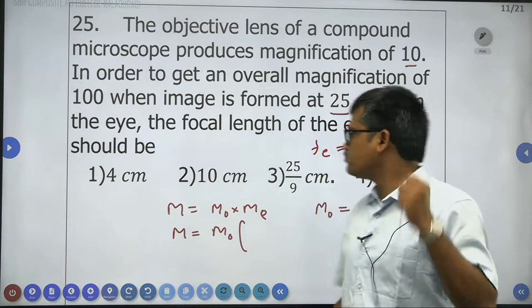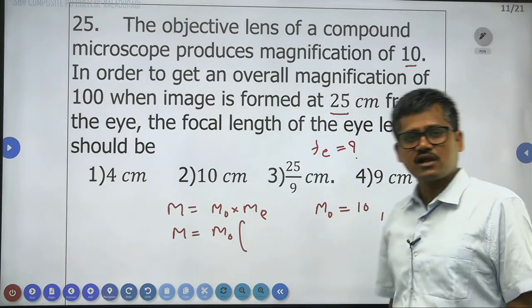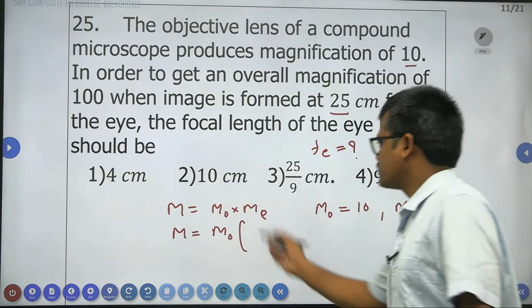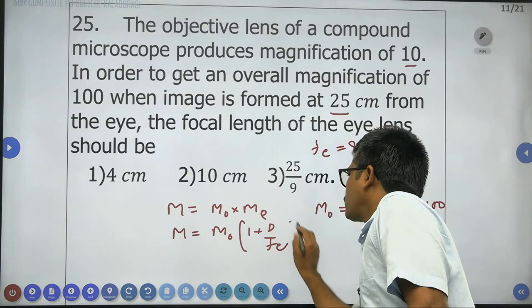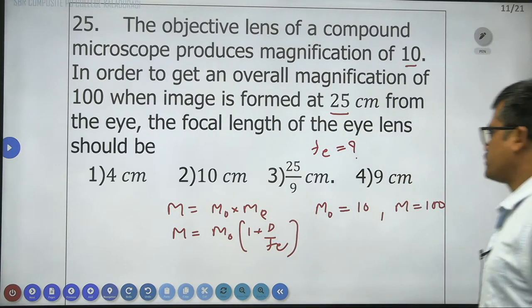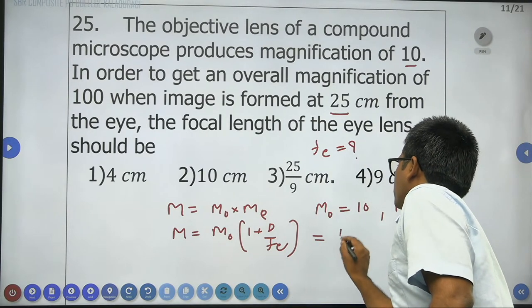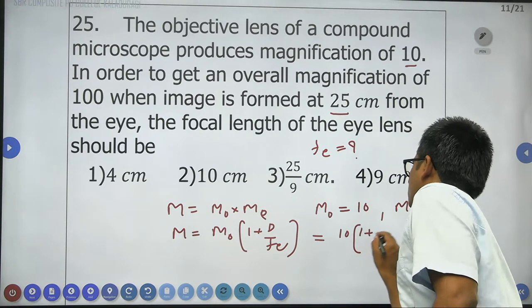Second lens will act like a simple microscope here. What is the formula for simple microscope magnification? D divided by F. Got my point? So what is the magnifying power of the objective given? 10. So 1 plus, it will be 25.